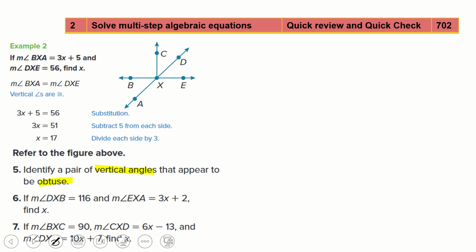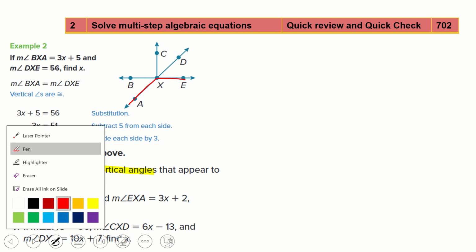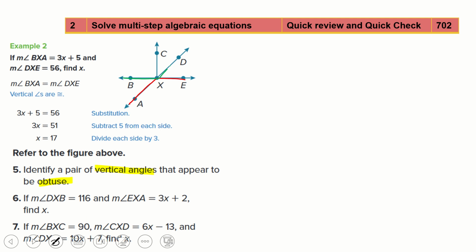So we can see that this angle is an obtuse angle. It's clearly measuring more than 90 degrees. And if we look at this angle, let me just switch the color. We have got two angles that are vertical angles, and also they are obtuse. So the first one is DXP, and then the other one is AXE.